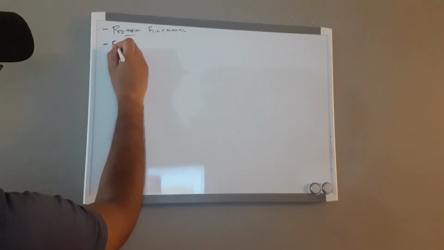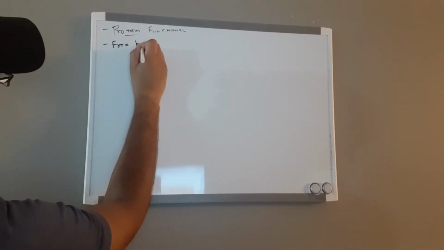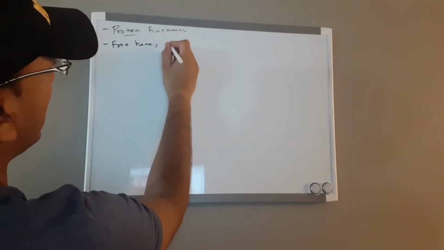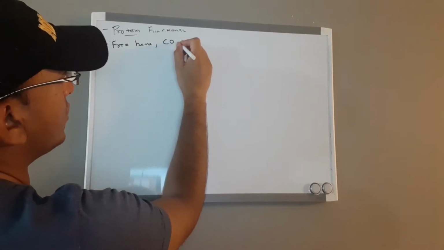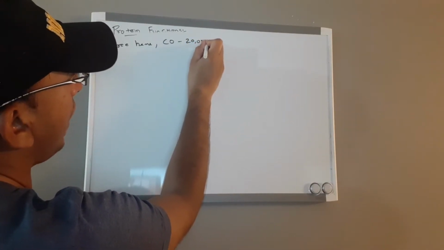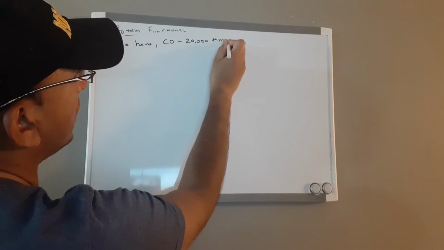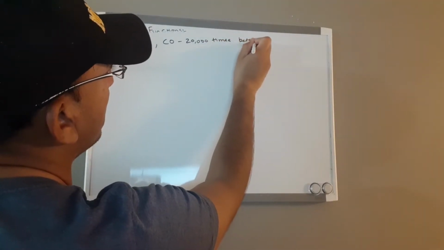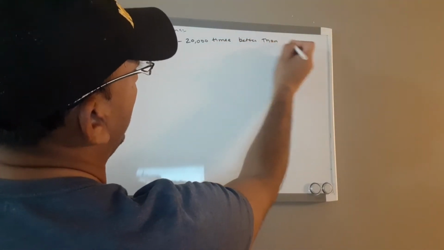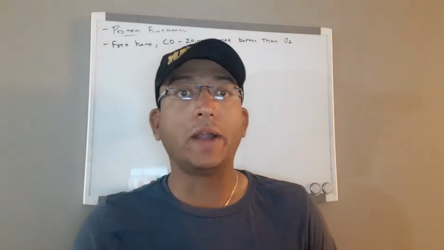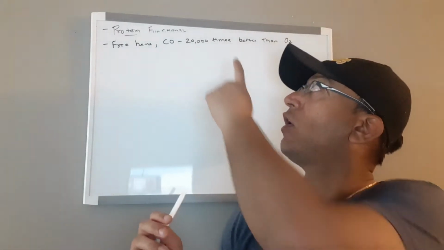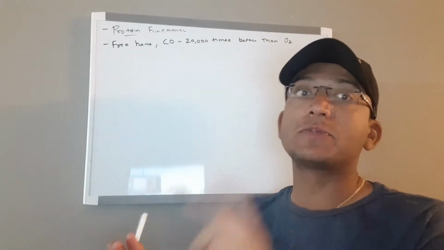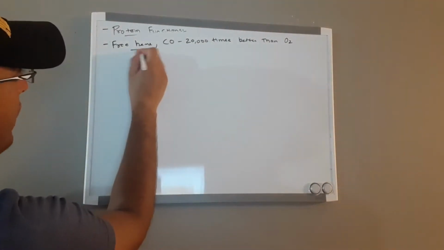So in free heme, the affinity for carbon monoxide is 20,000 times better than oxygen, right? But it binds only 40 times better than the oxygen when the heme is bound in the myoglobin. So this is for free heme.